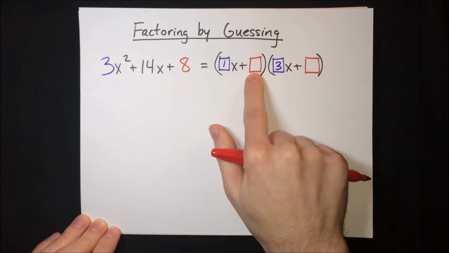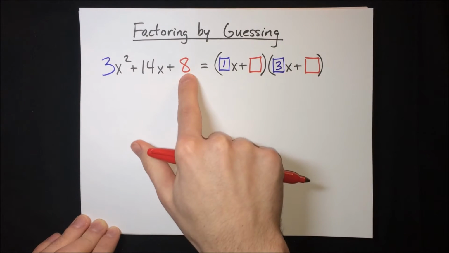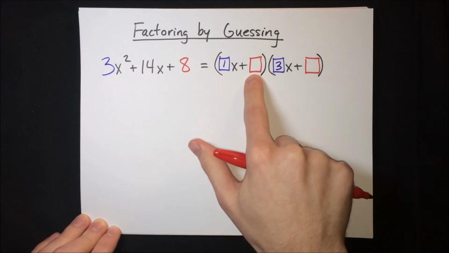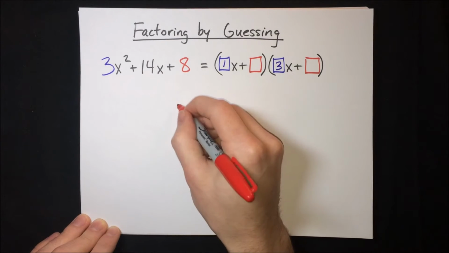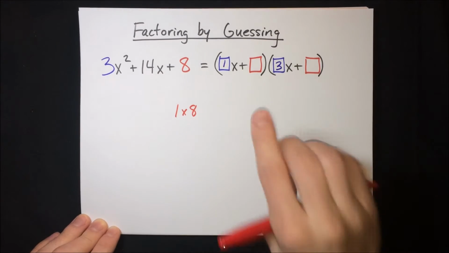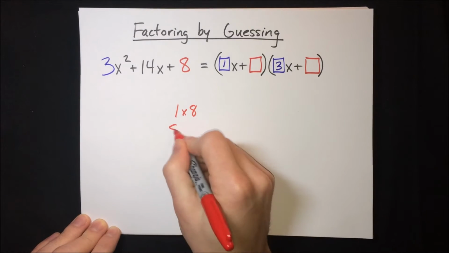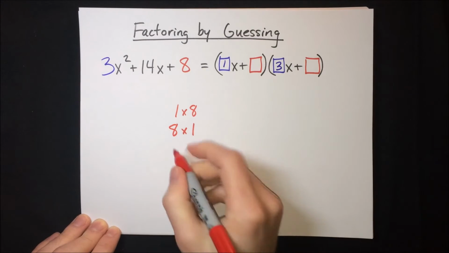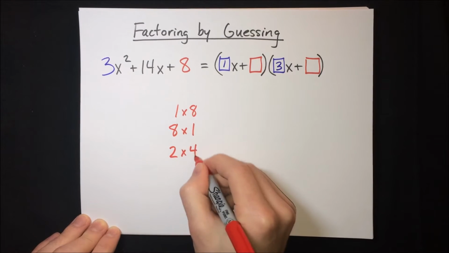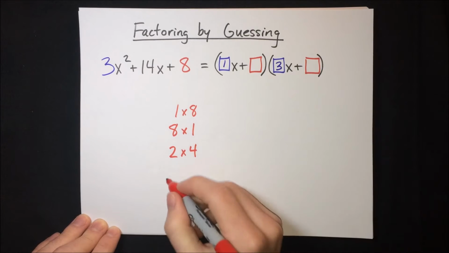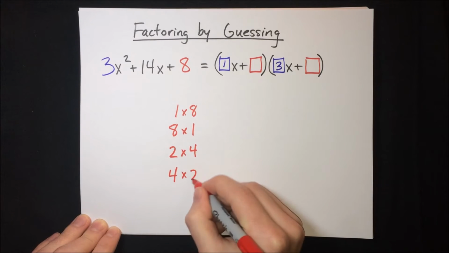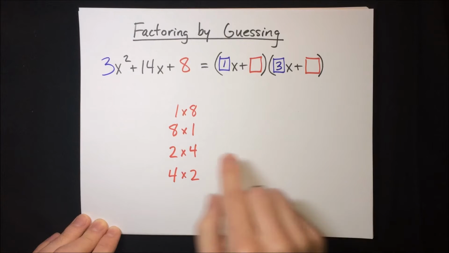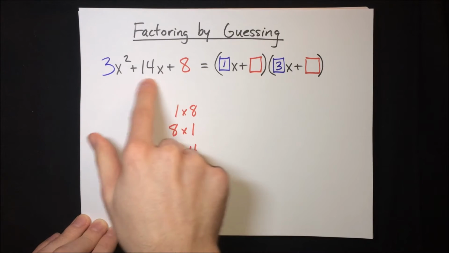Now, this box times this box has to make 8, so there are a few possibilities. We can have 1 and 8, or we can have 8 and 1, or we can have 2 and 4, or we can have 4 and 2. We're going to test out all the possibilities and see which one gives us this 14x term in the middle.